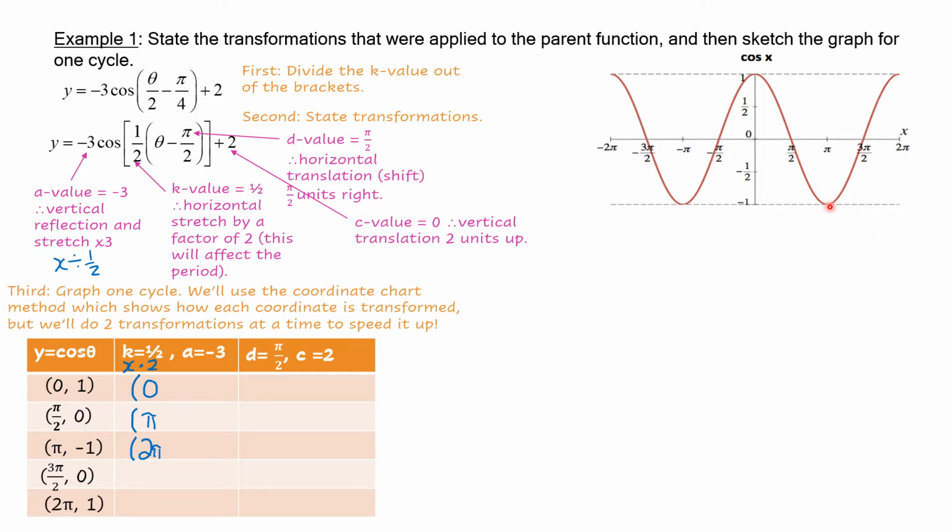This coordinate here is what I'm working on right now, pi, negative 1. So that's going to be stretched out to 2 pi. That's what my k value is doing. I'm taking all these and stretching them out. That's my first step, to take all these points and give them a horizontal stretch.